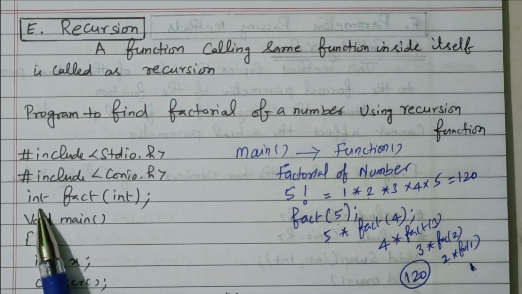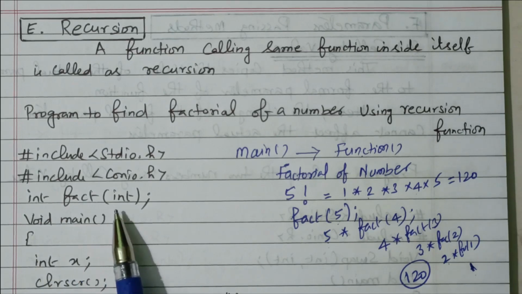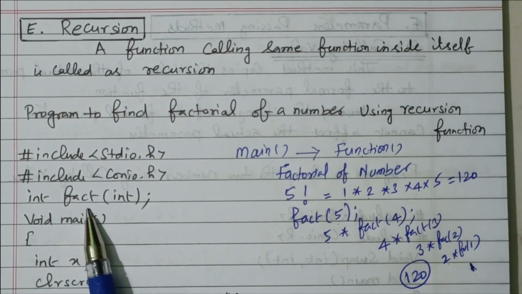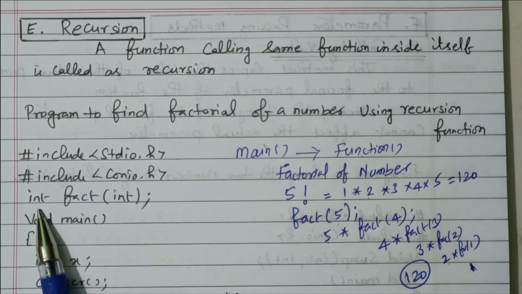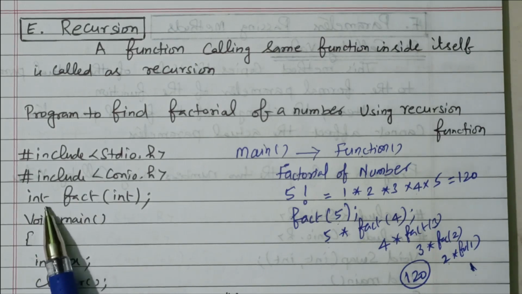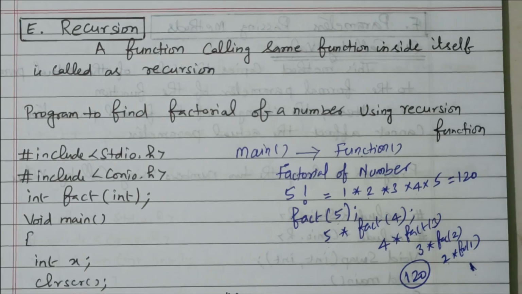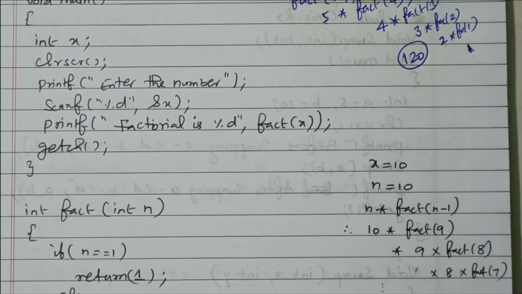So the return type is integer. The function name is fact. The argument is integer type. So in the fact function we are sending one integer value, and it will return one integer value. So these things are available as a function declaration. Now we can start the main program. Void main, we open the braces. You can put the function declaration and other statements here.